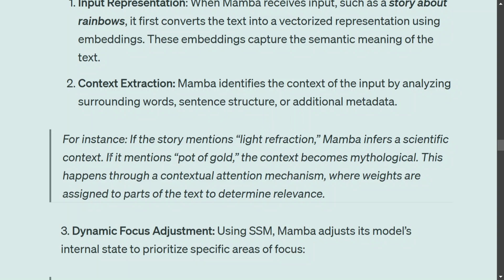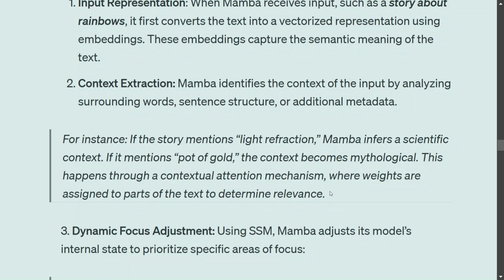They are not used in stories, and hence all the context around stories, all the knowledge around stories, would be kept aside. It won't be using it. Hence, it has reduced its scope by getting the context. If it mentions pot of gold, the context becomes mythological. This happens through a contextual attention mechanism where weights are assigned to parts of the input to determine relevance.